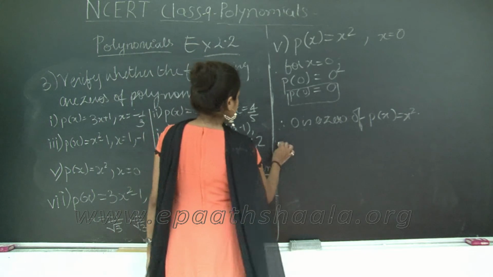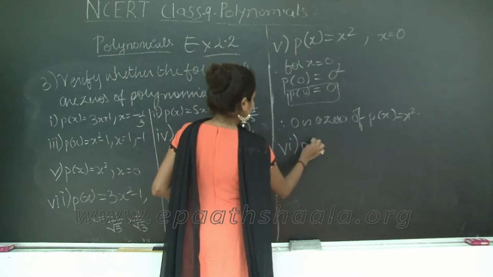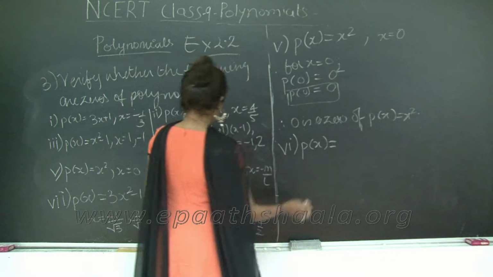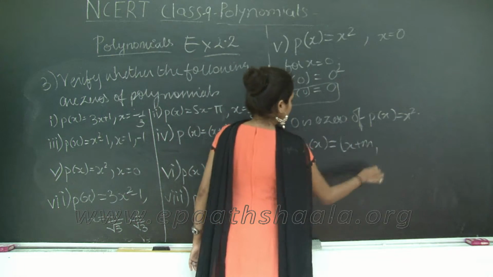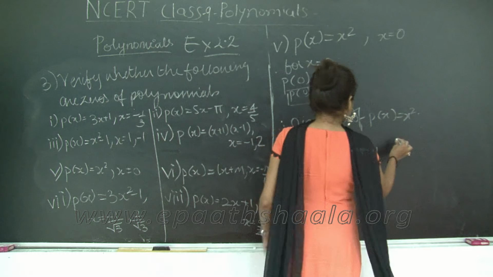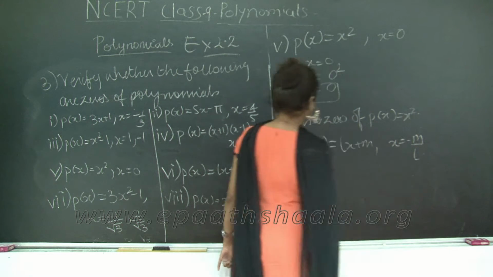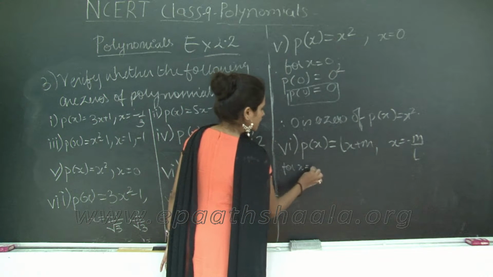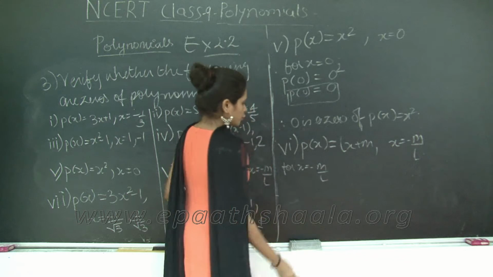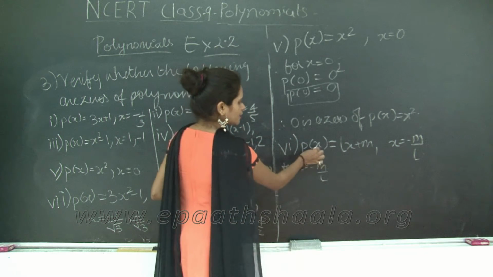Let's take a look at the sixth sum. Your polynomial is P(x) is equal to Lx plus m, and you have to check for x is equal to minus m upon L, right? So for x is equal to minus m upon L, I am going to substitute minus m upon L in the place of x, right? Because this is a polynomial.